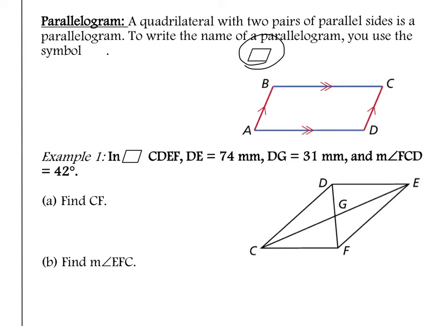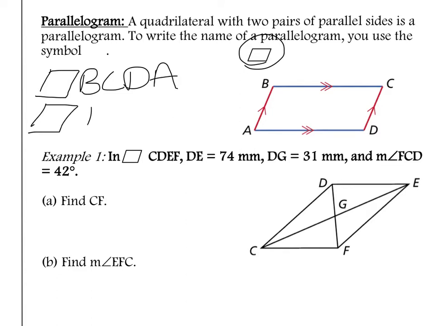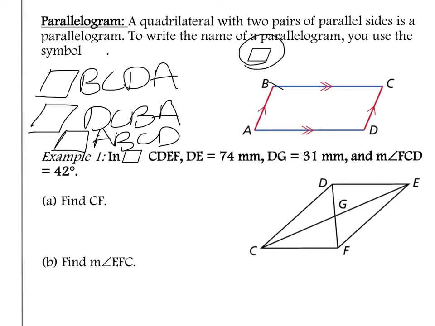Remember our conversation back in chapter 4? When you're writing the name of an object, you start in one corner, wherever you want to start, and go around consecutively. Just don't jump around. So I could call this parallelogram BCDA. I could call it parallelogram DCBA. Most likely we'll call it parallelogram ABCD, just so the letters are in order and everybody's happy. The only thing you can't do is something like parallelogram BDCA, because I would be skipping around the parallelogram, and that is not allowed.